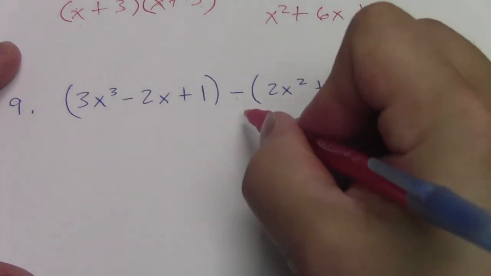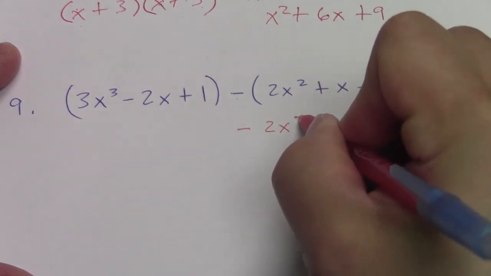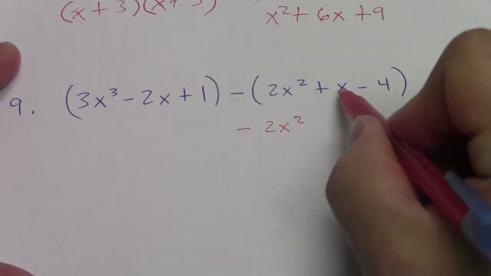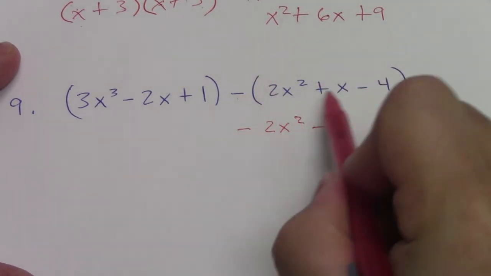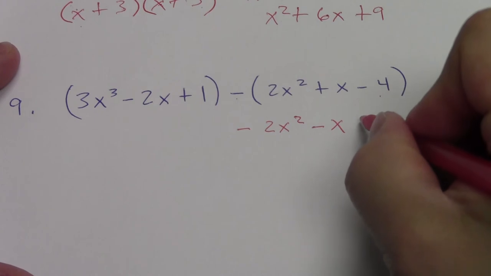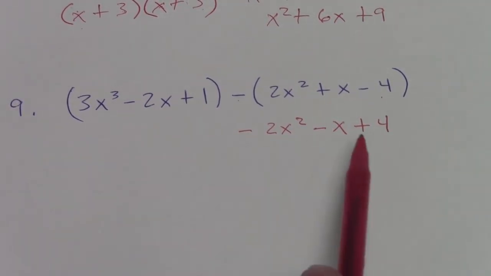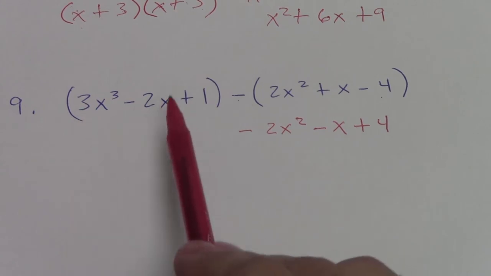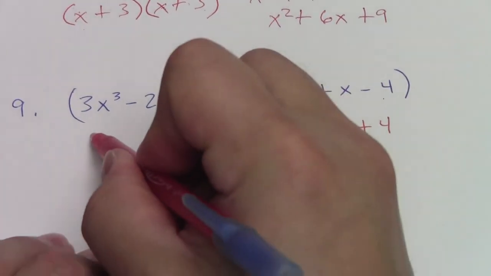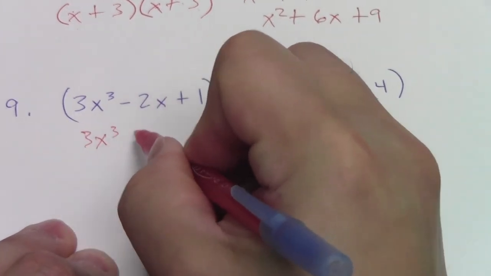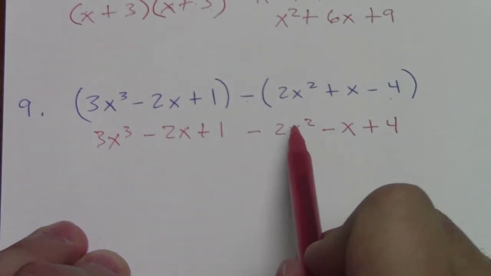So what I'm going to end up with is negative times that is negative 2x squared. Negative times a positive x is a negative x. And a negative times a negative gives me a positive 4. Now that I got this worked out, I can go ahead and bring all this other stuff down and then just combine everything. So 3x to the third minus 2x plus 1 minus all this.